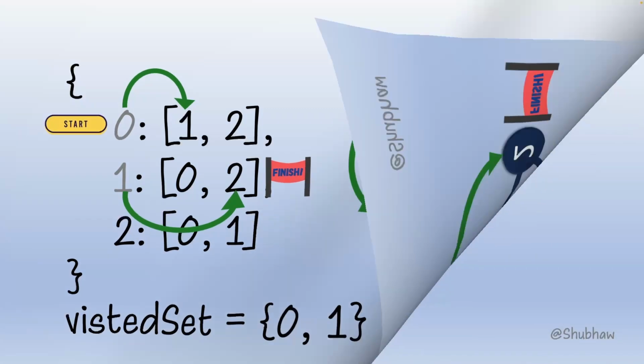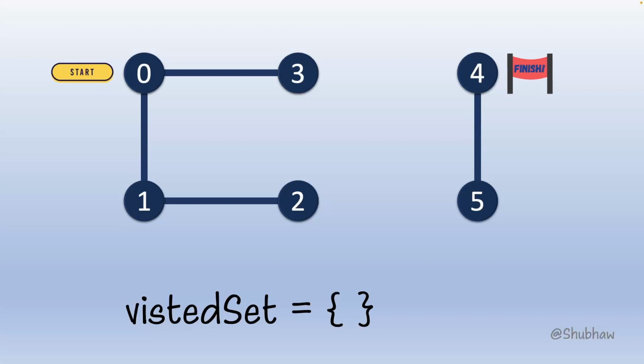Now let's look at another example in which there's no path. This will help us cover our second use case as well. So now we have been given 6 vertices and the edges are between 0 to 1, 0 to 3, 1 to 2 and 4 to 5. Source is 0 and destination is 4.